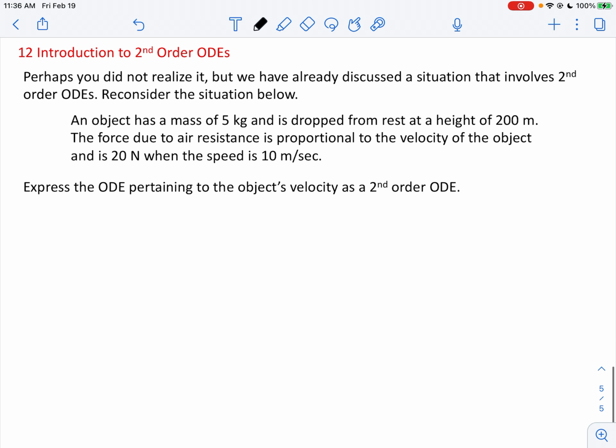Okay, and our last slide for this introduction lecture. Perhaps you did not realize it, but we have already discussed a situation that involves second-order ODEs. Reconsider the situation below. An object has a mass of 5 kilograms and is dropped from rest at a height of 200 meters. The force due to air resistance is proportional to the velocity of the object and is 20 newtons when the speed is 10 meters per second.